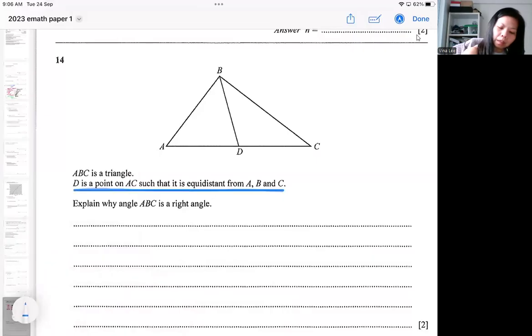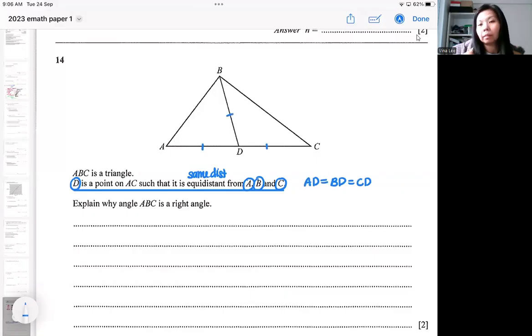So when we say that D is equidistant from A, B, C, the word equidistant means same distance. So D is the same distance from A, that means AD. And D is also the same distance from B, that is BD. And D is also the same distance from C, so that is CD. So essentially, they are trying to tell you that these three lengths are the same.